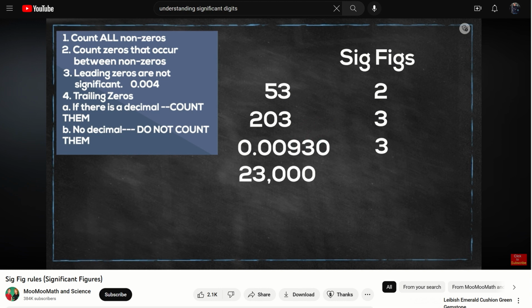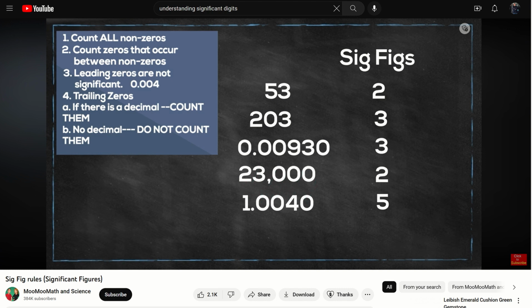Next, we have 23,000. Okay, let's look at the rules for trailing zeros. There is no decimal, so you do not count the trailing zeros, so you will have 2. Next, we have this number, 1.0040. Well, you have two non-zeros, so you know you will count these. Then you have two zeros between non-zeros, so we will count these. And then we have a trailing zero, but remember the rule for trailing zeros. A trailing zero must have a decimal, and you do, so you will count all of them. So that will be 5 significant figures.